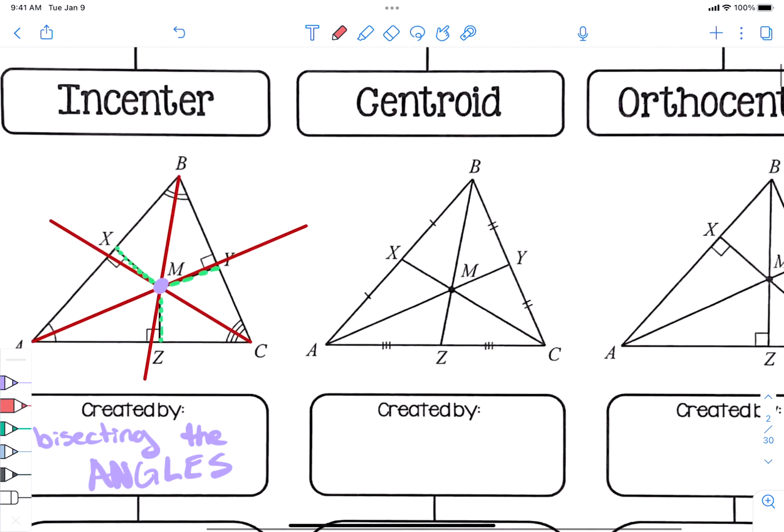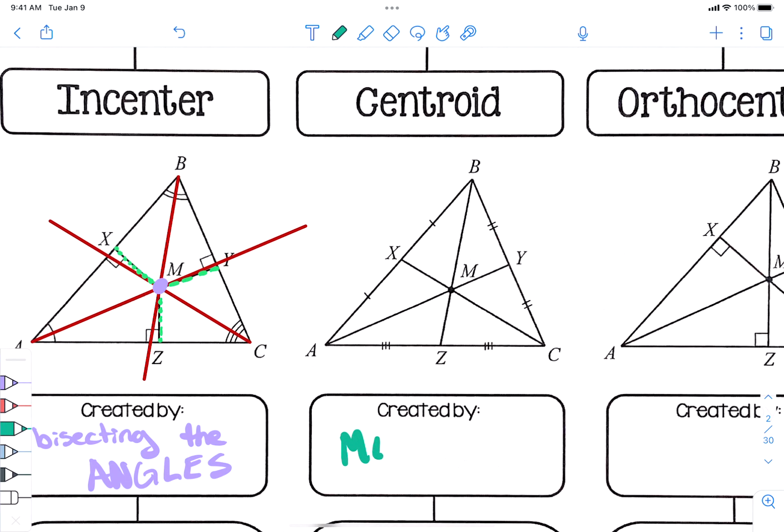Let's begin with the centroid. So, how do we make the centroid again? We're not bisecting the angles. We're not blah, blah, blah. Right. But we draw the three lines, and they're all going to be medians. So, you connect the three lines created by, I'm going to just write MEDIANS.